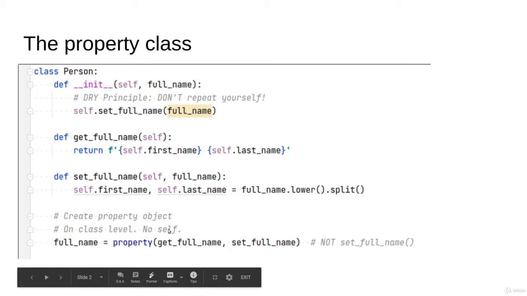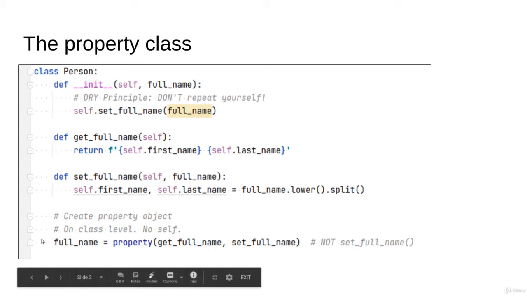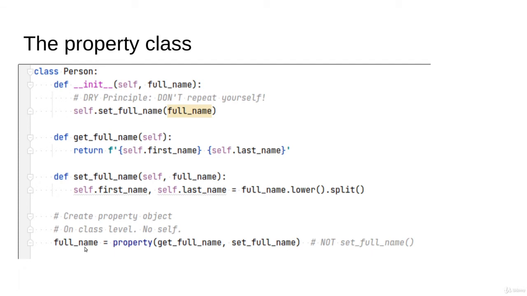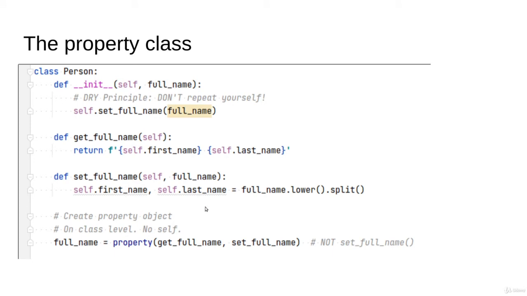And also observe that there is no self here in this thing, and also observe it's created on the class level, so be careful about this. So the full name here now is acting as a virtual property. If someone is trying to call person.fullname, he will find it working, although there is actually no self.fullname attribute. The actual attributes are the first name and last name.